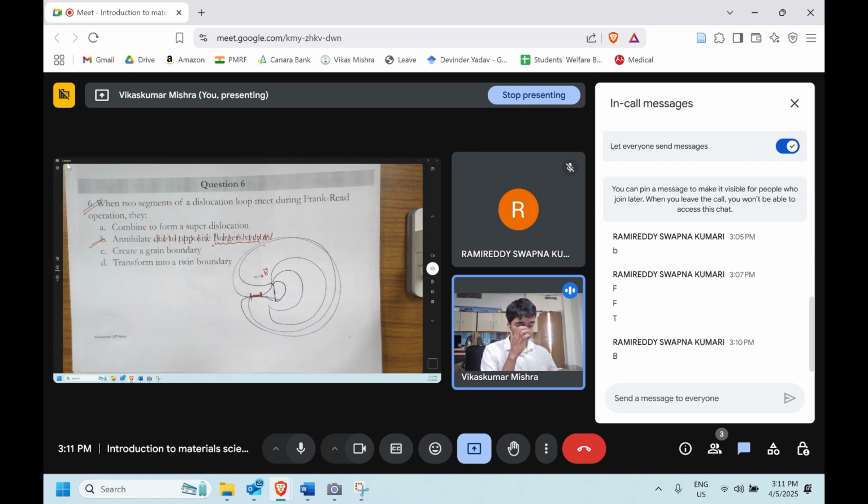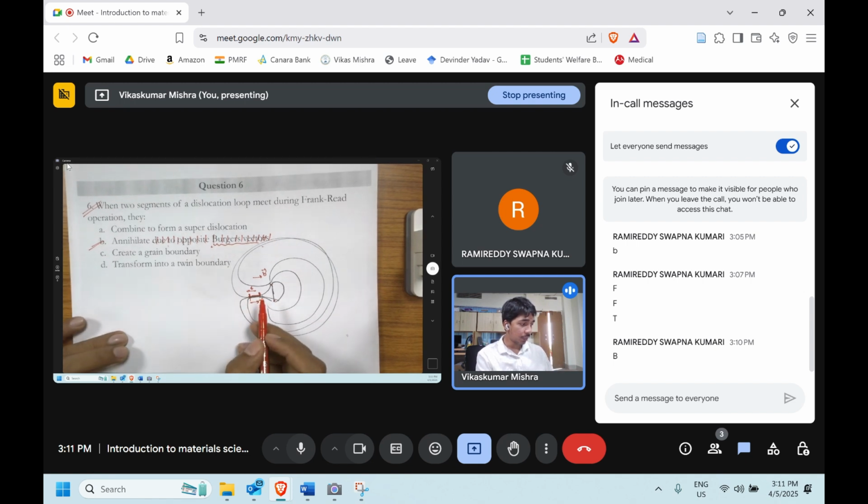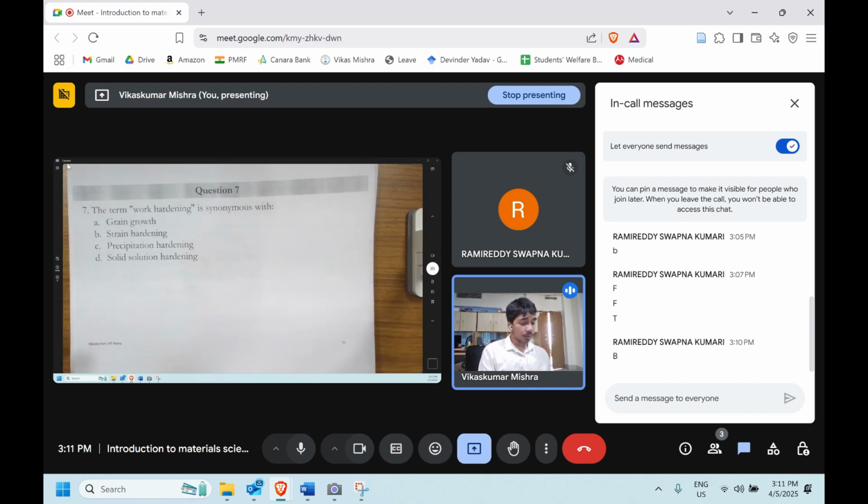Okay, let's move ahead. I think it's clear. See, the tangent vector of this is over this, and the tangent vector of this is over this. Opposite tangent vector. The signs of the dislocations are different from each other. They are opposite, and that's why they will annihilate each other. Let's move ahead to question number 7. By the way, if any doubt, please let me know. You can interrupt me anytime. Question number 7 says the term work hardening is synonymous to which one?